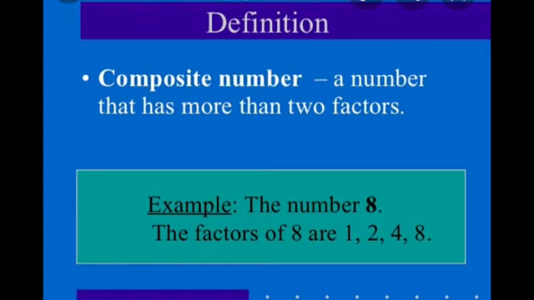Second concept is composite numbers. A composite number is a number that has more than two factors. For example, 8. The factors of 8 are 1, 2, 4 and 8. Means 8 has more than two factors. Therefore, 8, 16, 50, 75, 98, 95, 99 are examples of composite numbers. One more important remark is 1 is the only number which is neither prime nor composite.